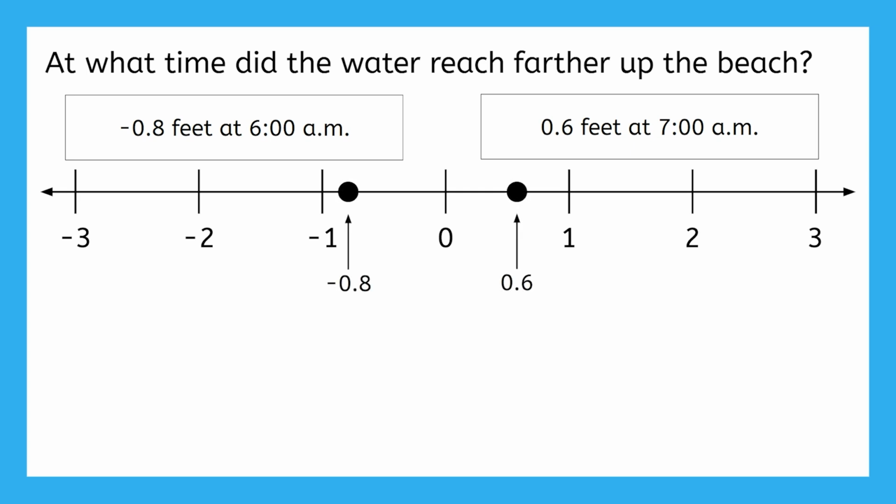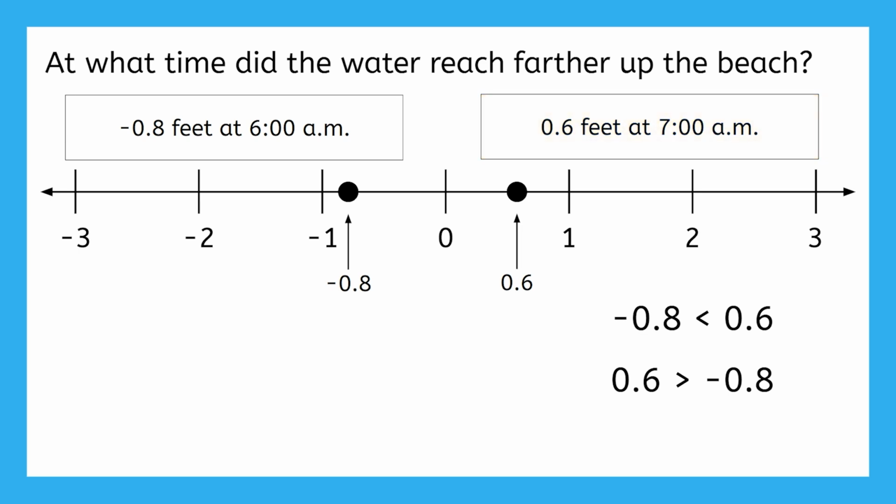Here are both points on the number line. I see that negative 0.8 is on the left and positive 0.6 is on the right. That means that negative 0.8 is less than 0.6, and 0.6 is greater than negative 0.8. The water reached farther up the beach at 7 a.m.